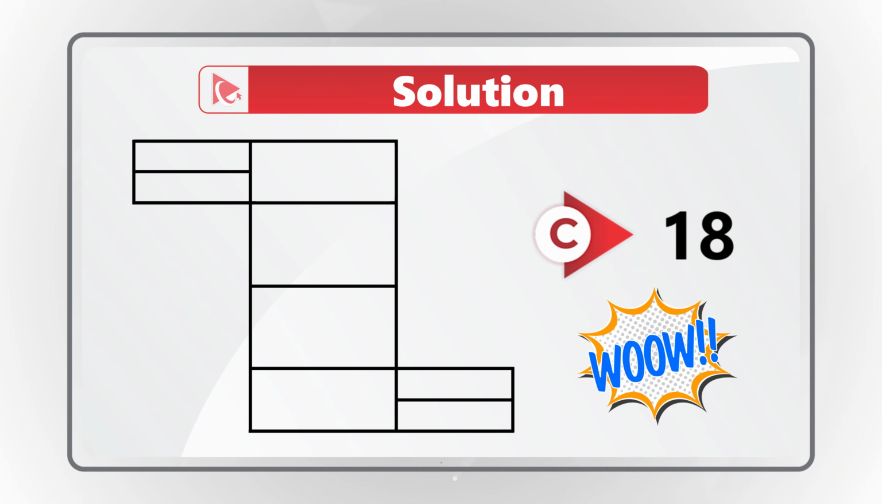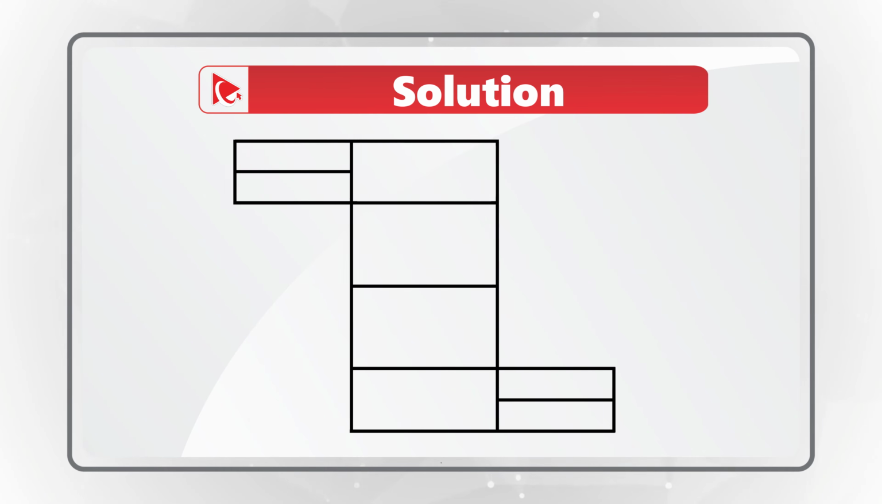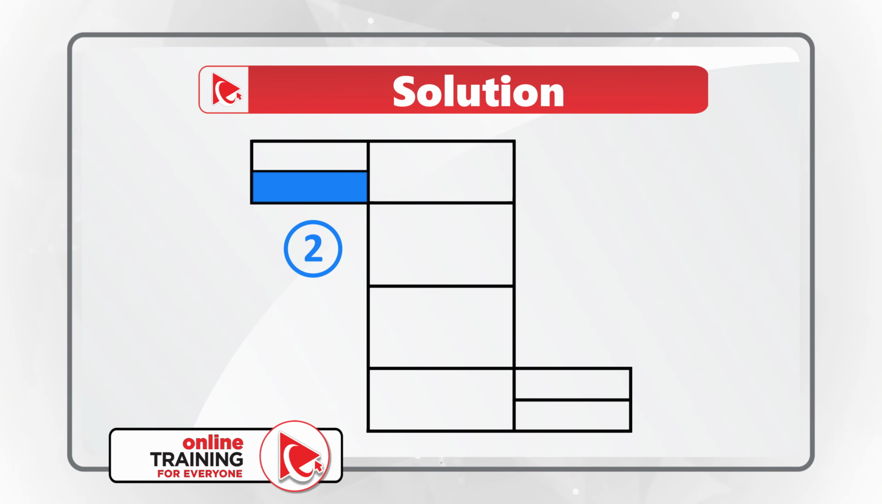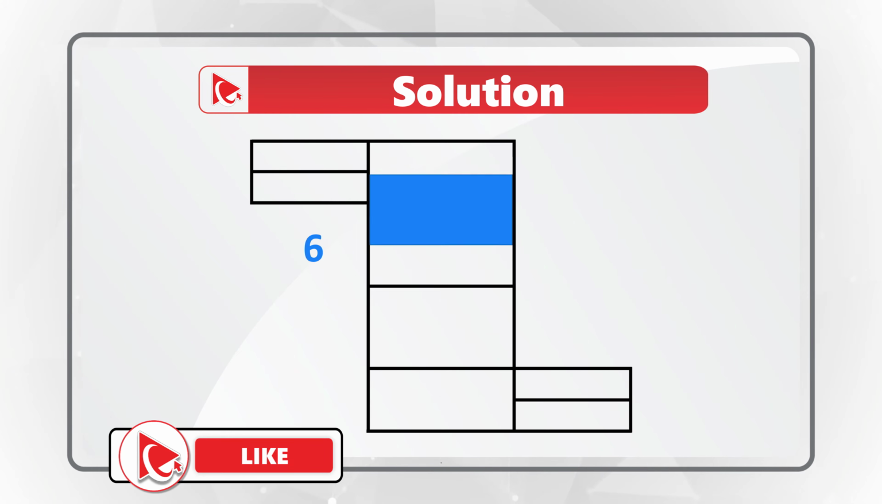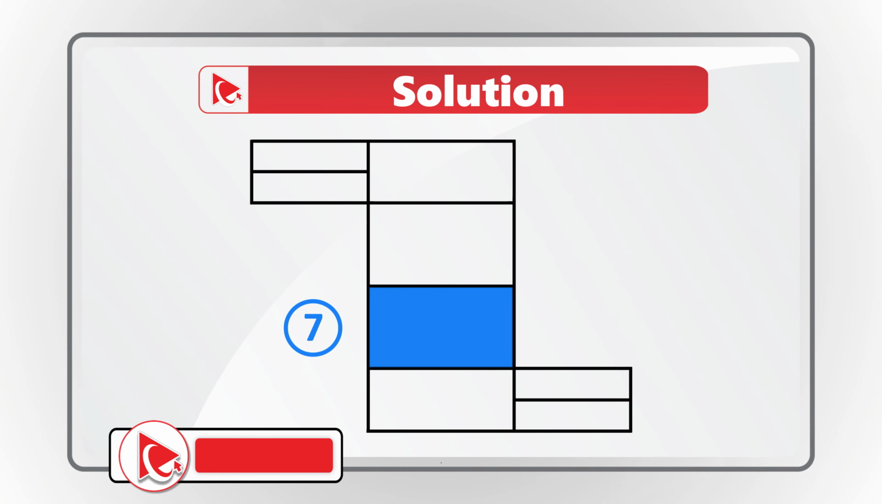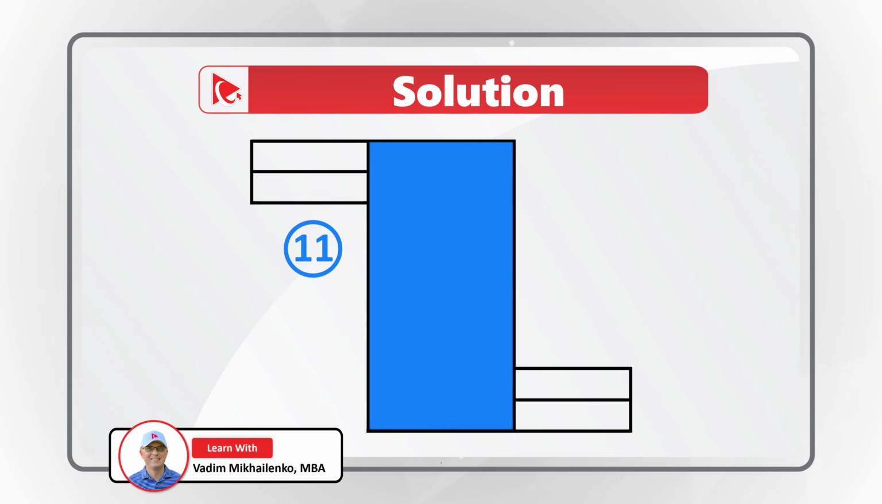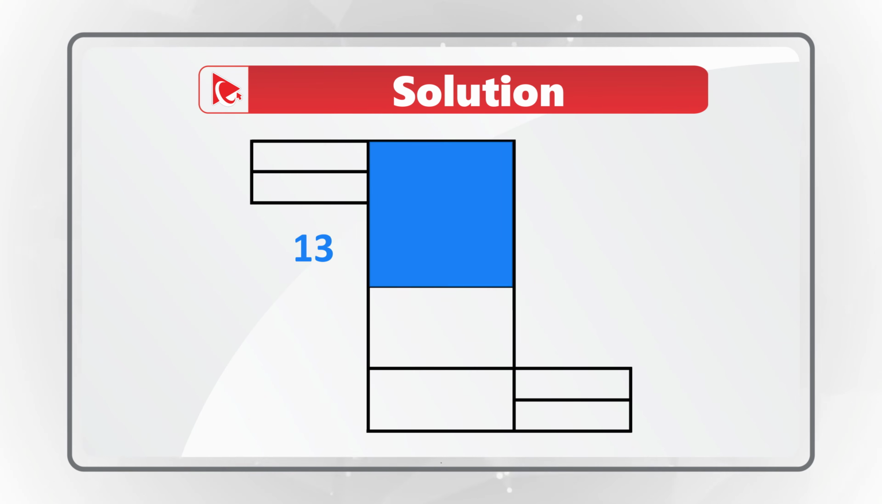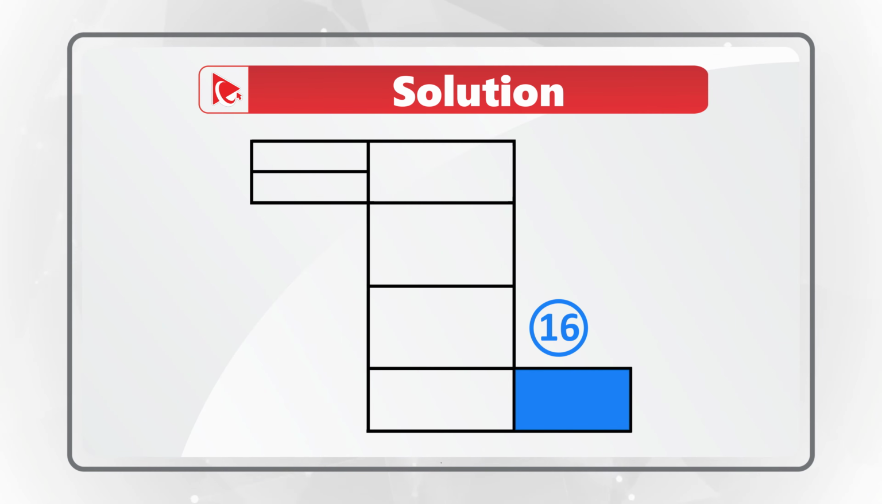Believe it or not, but I counted 18 rectangles here in this shape. Let me show them all to you. 1, 2, 3, 4, 5, 6, 7, 8, 9, 10, 11, 12, 13, 14, 15, 16, 17, and 18.